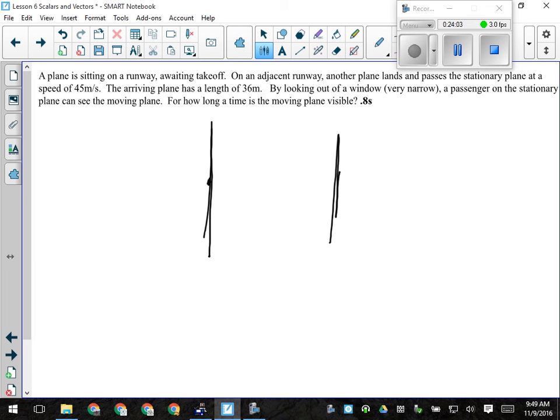You guys follow me there? So what we're saying is the length of the plane is actually the distance the plane traveled, 36 meters. So if he traveled 36 meters at 45 meters per second, how long did it take?